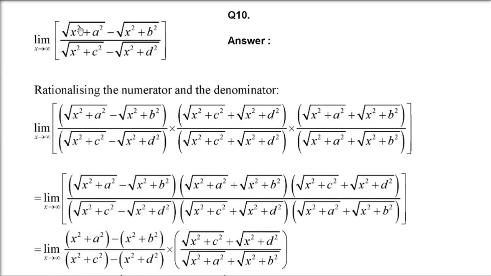So what we'll do, we'll apply the limit. If we apply the limit, we'll get infinity minus infinity by infinity minus infinity, that is infinity by infinity. So that is the problem. What we'll do, we will take the numerator first, then the denominator, and we will multiply it with the RF, the rationalization factor.